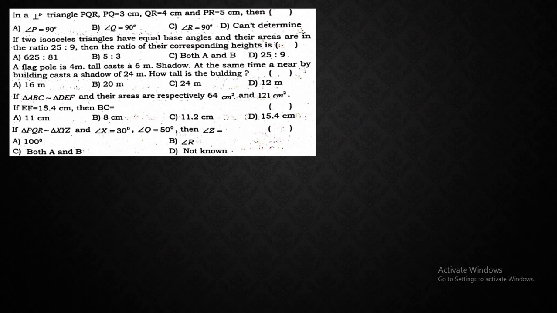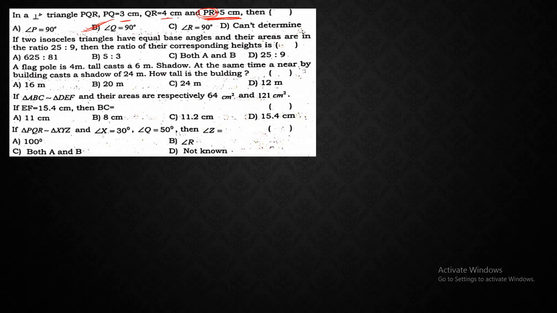Next, moving on to one more question. In triangle PQR, PQ is equal to 3, QR is equal to 4, PR is equal to 5. So clearly this is the hypotenuse, right? 3, 4, 5 is nothing but a Pythagorean triplet. So PR is the hypotenuse. So which term is missing here? Q is missing. So clearly we can say that angle Q is equal to 90 degrees.